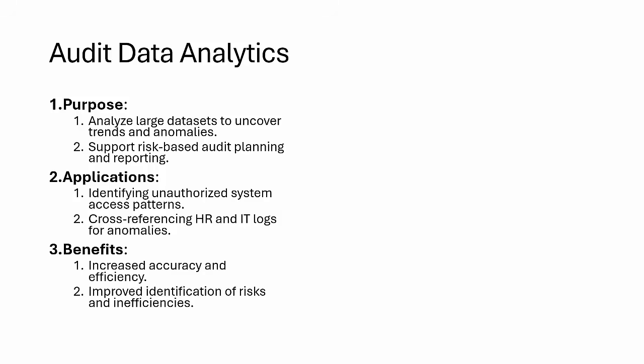So data analytics in audit is very important because we are dealing with a lot of logs and all that. So we have to use some kind of tool to analyze those logs and provide me a set of information. Data analytics is used to analyze large data sets to uncover trends and anomalies, and it supports risk-based audit planning. With the help of data analytics, we can identify unauthorized system access patterns, cross-reference HR and IT logs for anomalies and all that. What are anomalies? Anomalies are abnormal patterns.